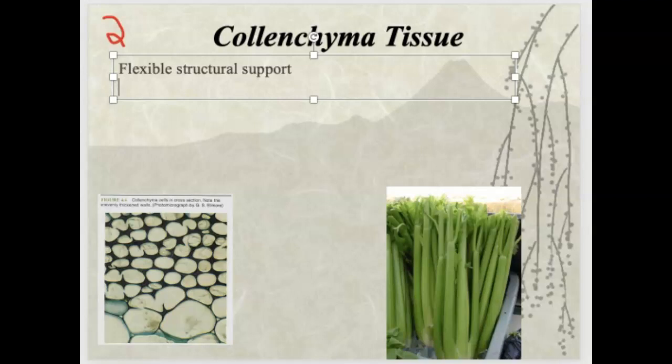Often we'll see cellulose embedded within the cell wall, which makes the cells pretty rigid, and then the tissue's pretty solid and it's called rigid structural support there.